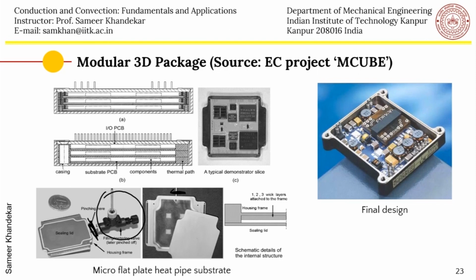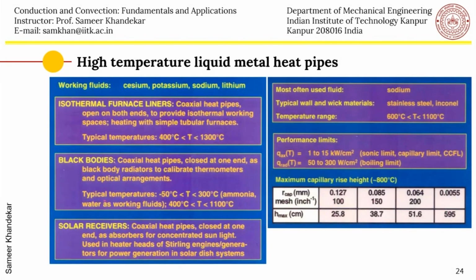Then you can have, for high temperature applications, liquid metal heat pipes, as I said, like sodium or potassium. And you can see for isothermal furnace liners, or for making black bodies which require isothermal conditions, the typical range can be from -50 to 300, wherein ammonia or water can be used, and then beyond that, up to 1000 degrees, liquid metals can be used.